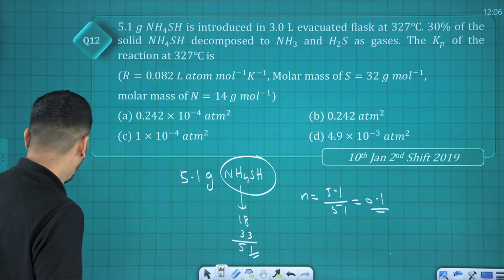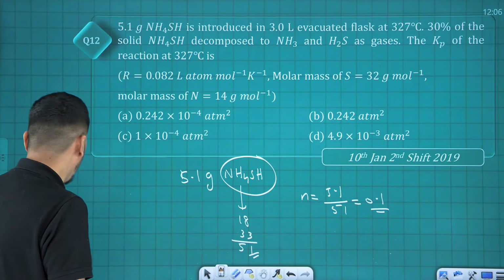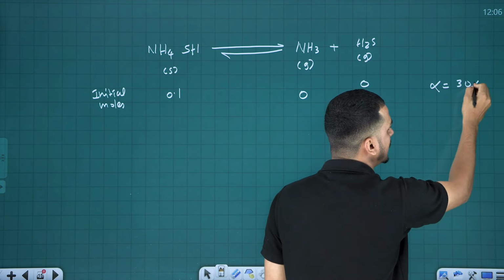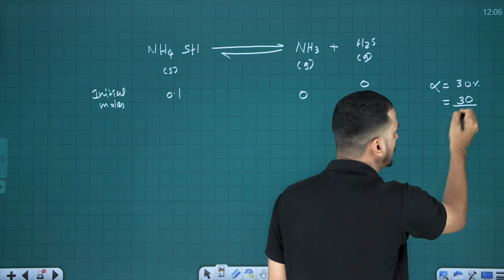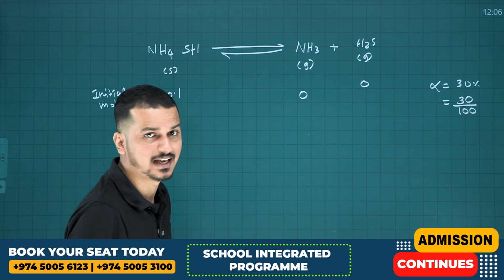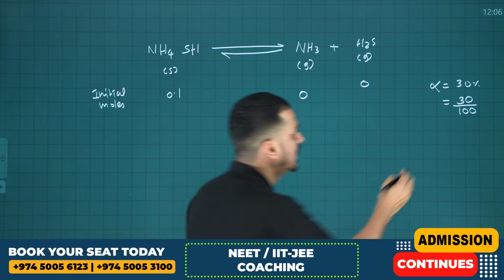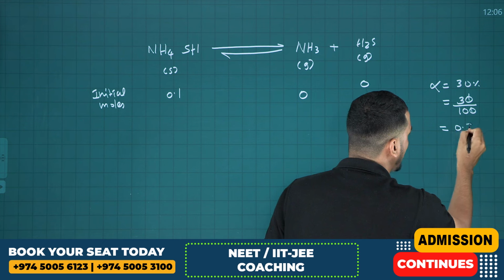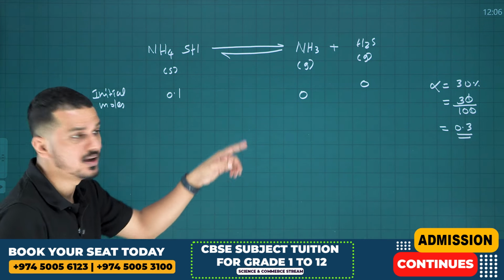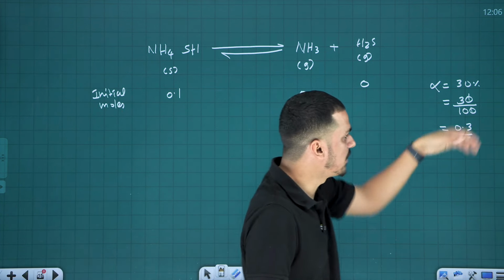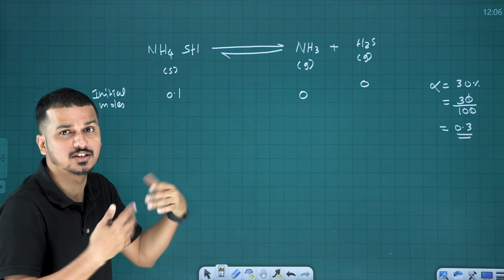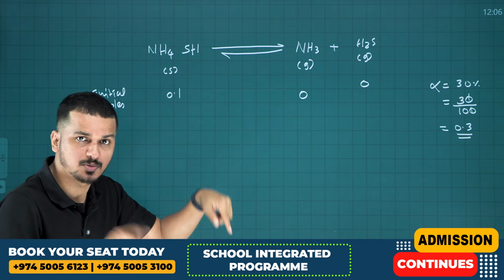Okay, so 30% dissociated. 30% meaning what? Alpha equal to 30%, which is 30 divided by 100 dissociated. The 0 will get cancelled, so 0.3 dissociated. This is actually alpha. That means 30% means 0.3 dissociated, from that 0.1.